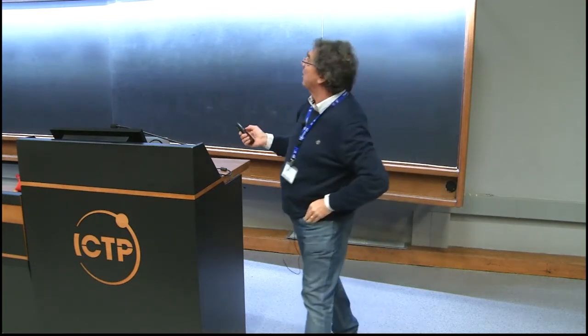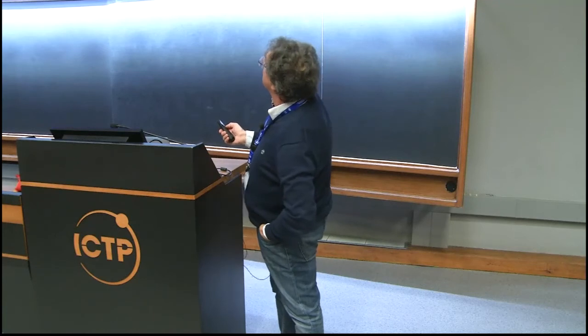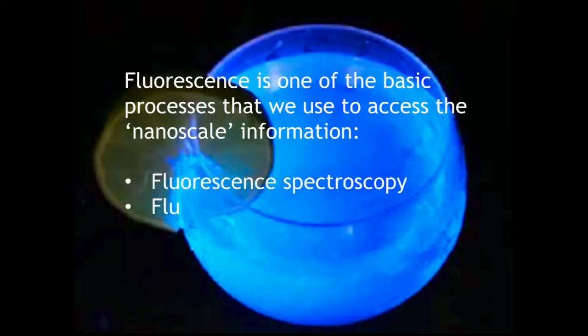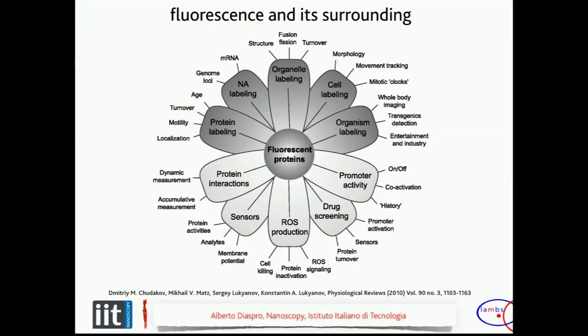Then with fluorescence, you can get a lot of information here, and this is what we think is the way for getting nanoscale information from your biological systems.